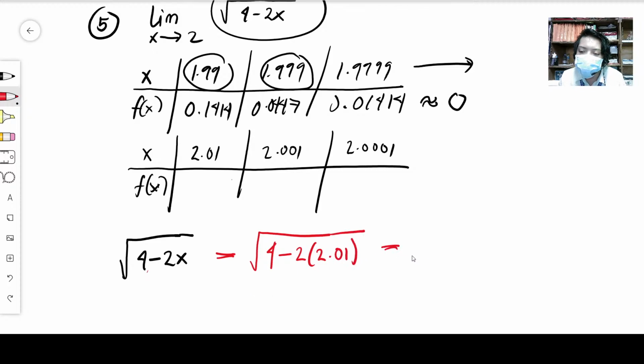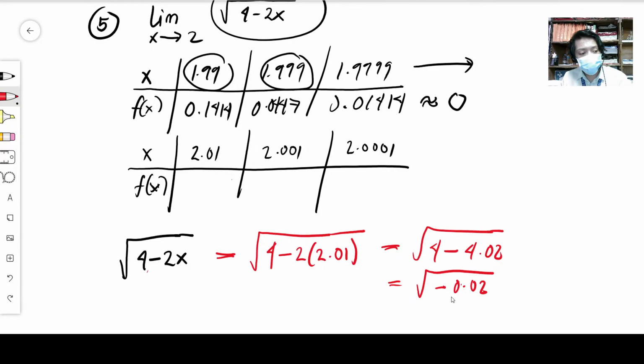So this is equal to the square root of 4 minus 2.02. So this will be equal to 4 minus 4.02. Okay, so 4 minus 4.02 is equal to the square root of negative 0.02. The square root of a negative number is imaginary. So this function will yield an imaginary number.